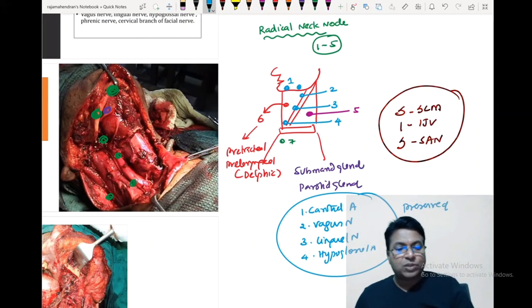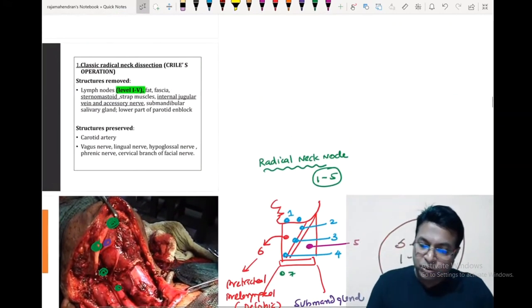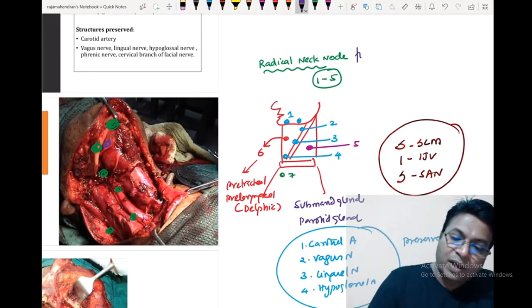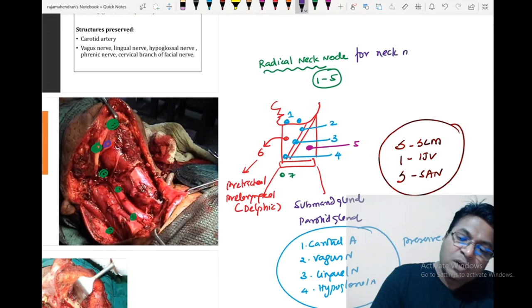So this is an essential question for your exam. I have written this here in the table also. So please don't forget what structures are removed and what structures are preserved in radical neck node dissection for neck secondaries, neck node secondaries.